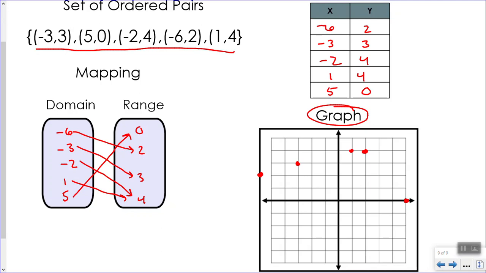If we're given a function rule, like y equals 2x minus 3, then we would go ahead and connect the dots. But since we only had these 5 points to work with, our graph is only going to be the 5 points shown.